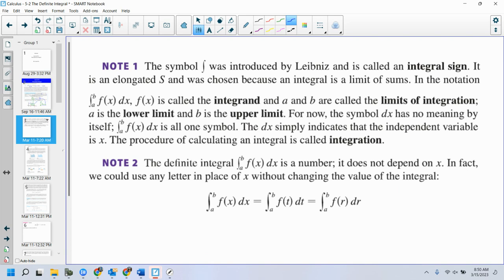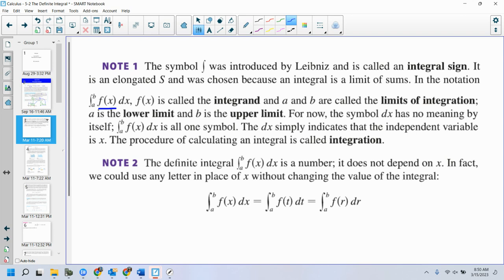I'm talking about the symbol here. This stretched out S-looking symbol, the integral symbol, was introduced by Leibniz and is called the integral sign. It is an elongated S and was chosen because it is the limit of sums. S for sum. In the notation, the f of x is called the integrand. This function is what you're finding the integral of. A and B are called the limits of integration. A is the lower limit, B is the upper limit. It goes in the bottom, then the top.